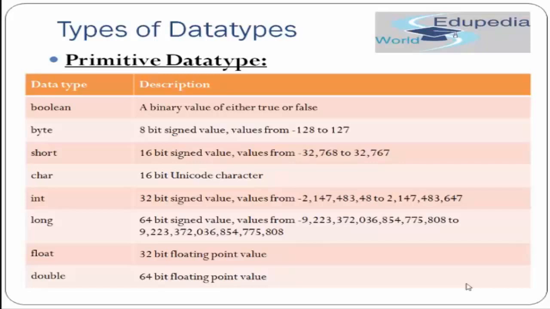Then we have float. Float takes up a 32-bit floating point value. Then we have double. Double takes up a 64-bit floating point value. So you see the difference in float and double is that double can take up double the range of values that float can take up. Since it has a space of 64 bits, it can take up a value with huge precision. So you just need to remember how much space these primitive data types take.